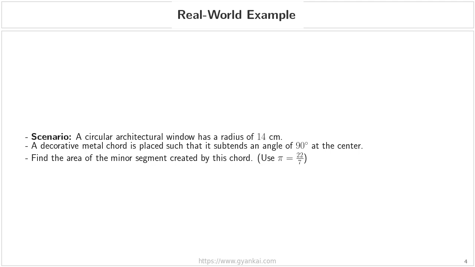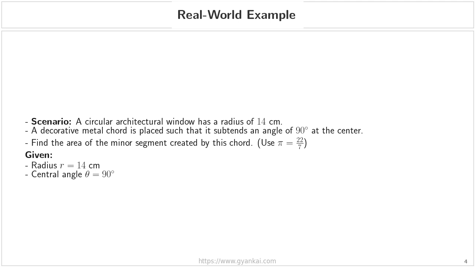For our calculations, we will use 22/7 as the value for pi. Let's break this down into a step-by-step solution. First, let's clearly identify what we are given. The radius, r, is 14 centimeters, and the central angle, theta, is 90 degrees.